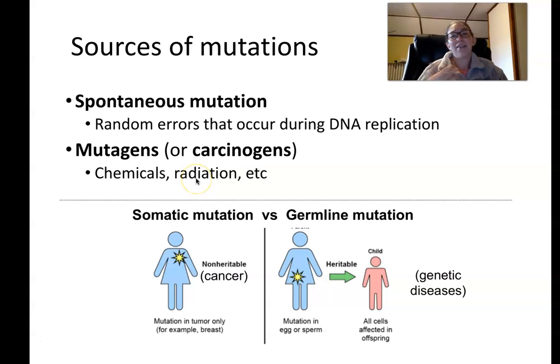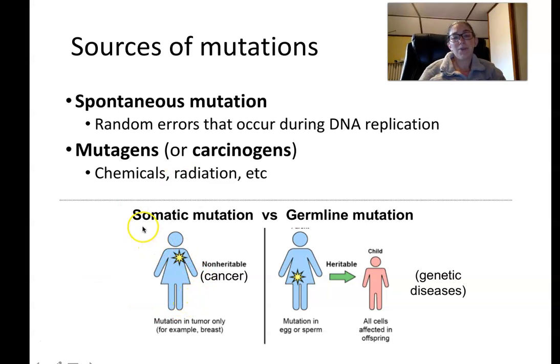Different chemicals, like a lot of the chemicals found in cigarette smoke, are mutagens. Radiation is a mutagen, so X-rays are mutagenic. They damage DNA, so you have to be careful about your exposure to radiation.